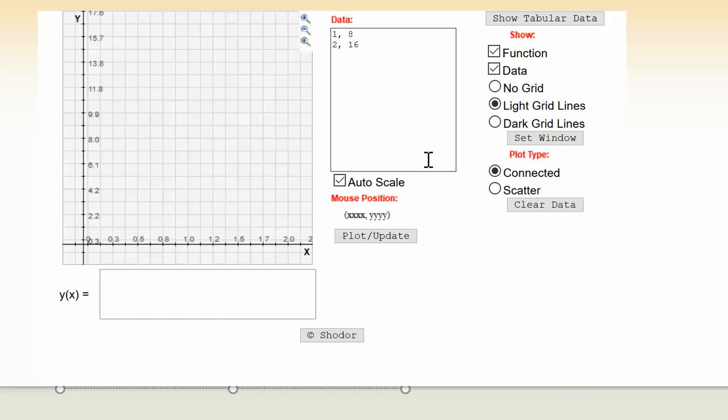So I'm typing in my pairs of the hours worked and how much money I earned. I'm going to plot and update that. Oops, obviously I made a mistake because I didn't have a straight line there. I mistyped the third one. I'm going to try that again. Okay, so 324. Now we want to look at our rule.